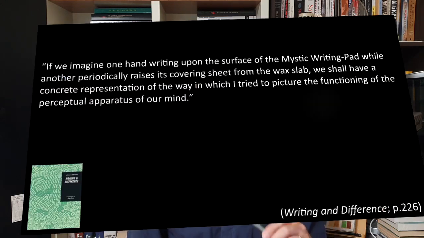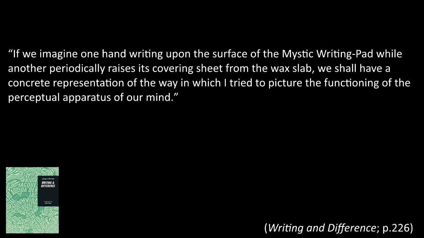So I've got a quote from Freud here. "If we imagine one hand writing upon the surface of the mystic writing pad, while another periodically raises its covering sheet from the wax slab, we shall have a concrete representation of the way in which I tried to picture the functioning of the perceptual apparatus of our mind." So the memory traces are born from this double force of repetition and erasure, legibility and illegibility, Derrida says. And it's that which lets us bring these two things together.